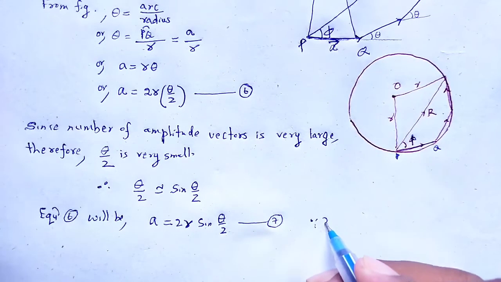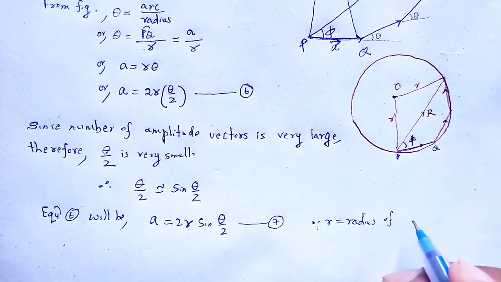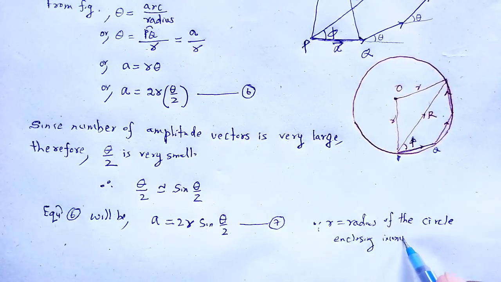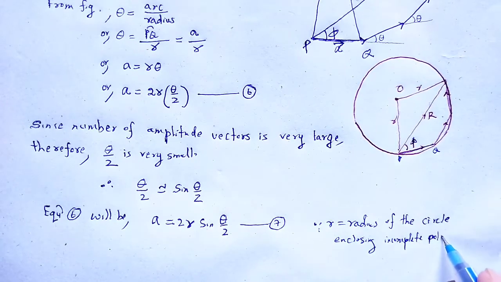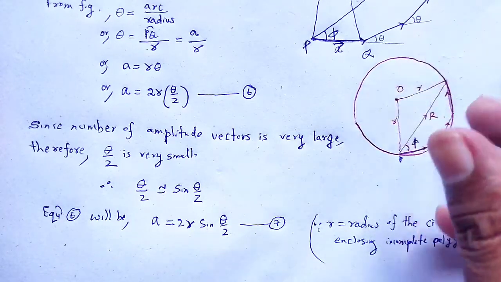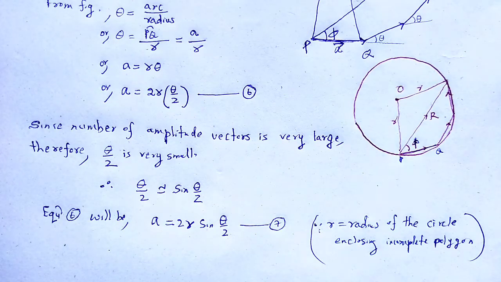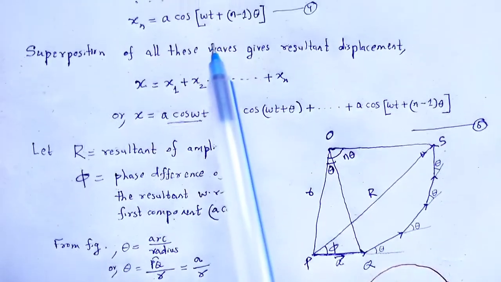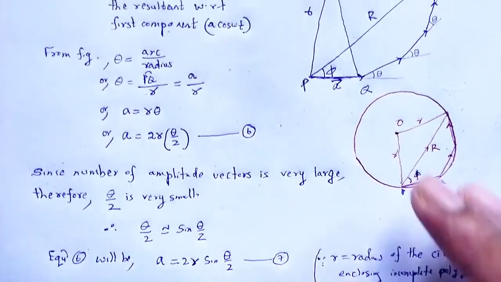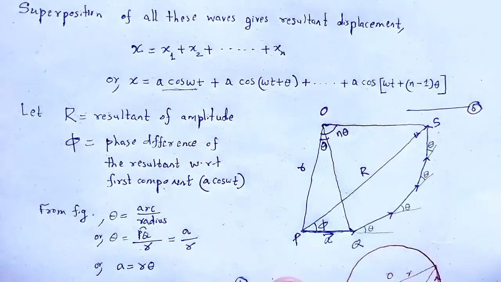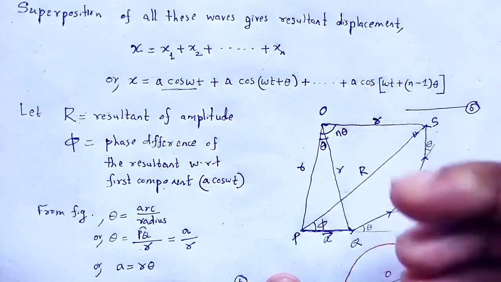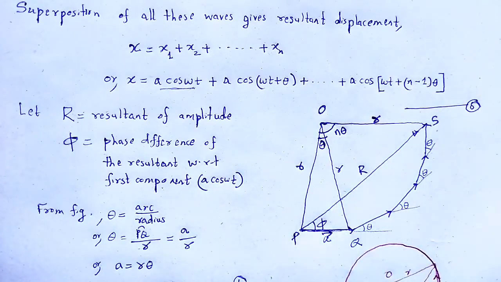Here we take R, that is the radius of the circle enclosing the polygon. The sides of that polygon may be increased, 5, 4, 6, up to whatever number of sides is given, as the number of SHMs taken into consideration. So that side OP is R, and OS is also R, OQ also R, since these are the radius of the circle as you consider.